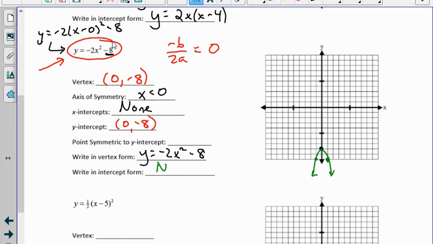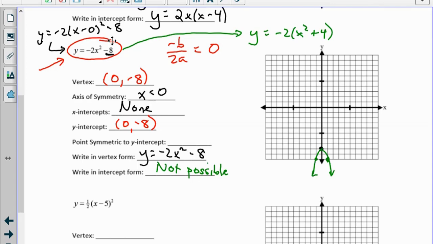We cannot write this in intercept form because there are no intercepts. One other thing that we might want to be aware of is if we tried to factor it, what we would get is y equals -2 times (x squared plus 4). And x squared plus 4 is not factorable. It is the sum of two perfect squares, which is only factorable into the complex numbers.